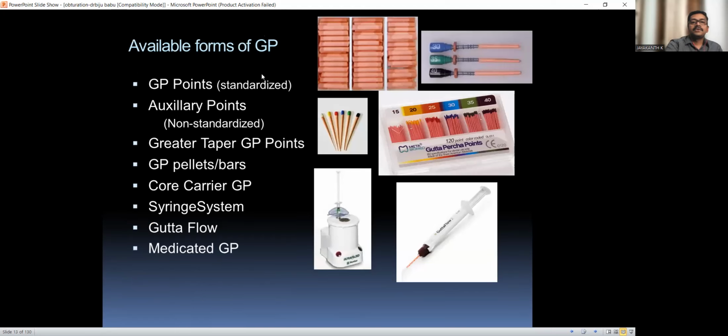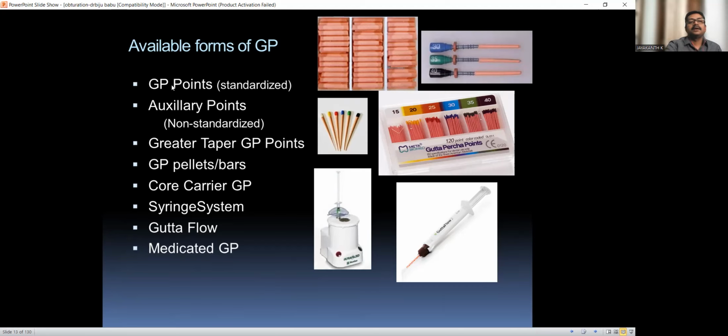These are the available forms of gutta-percha. You can see in the images here: gutta-percha points, auxiliary points. So gutta-percha points are available in standardized forms and sizes. Then auxiliary points, which are non-standardized. Then greater taper gutta-percha points, gutta-percha pellets or balls, then core carrier gutta-percha, then syringe system, then GuttaFlow, which is a cold flowable material, then medicated gutta-percha. So these are the available forms of gutta-percha.